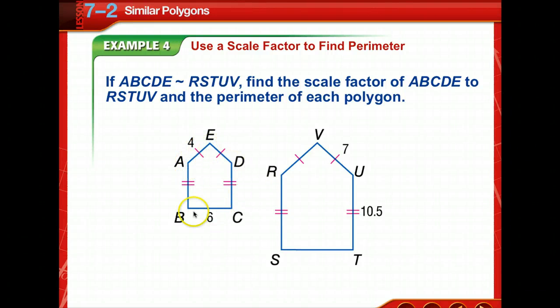I would go ahead and draw these in your notes. Notice that these two segments are equal, so I'd go ahead and label that one 4. I'd go ahead and label that one 7. I'd go ahead and label this one 10.5. Now we're trying to find the perimeter. So the first thing we need to find is what the scale factor is. That's pretty easy. We could say 4 is to 7, right?